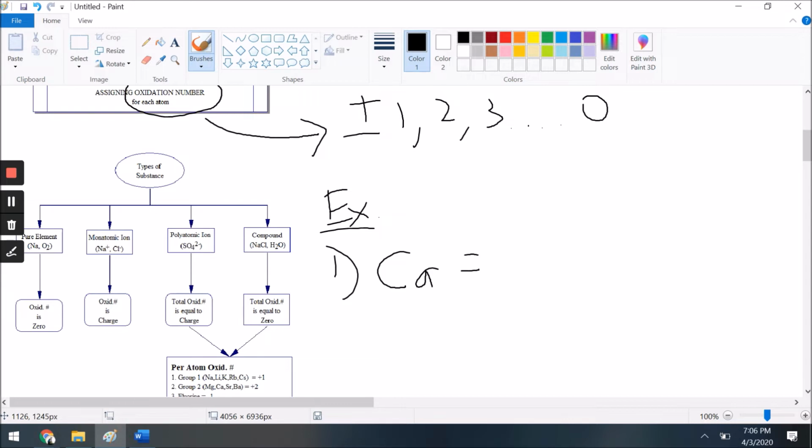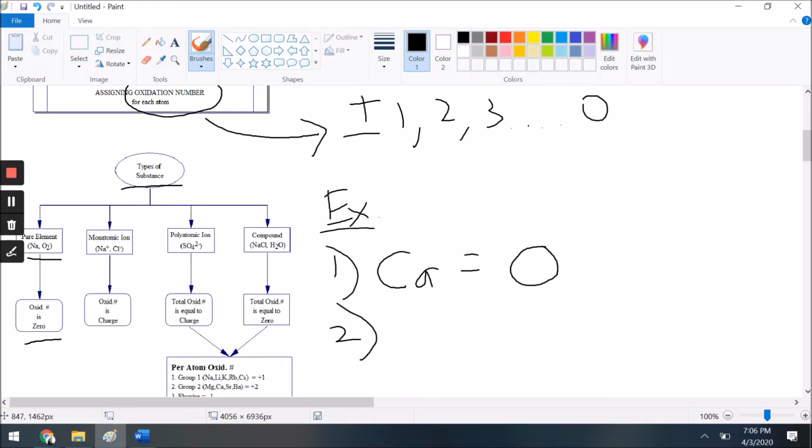So let's say you have one calcium. What is the oxidation number for calcium? First, I'm going to determine what type of substance it is. Is it a pure element, a monatomic ion, a polyatomic ion, or a compound? Based on this, it's going to be a pure element. And if you look below it, it says the oxidation number is 0. So the oxidation number for this is going to be 0.